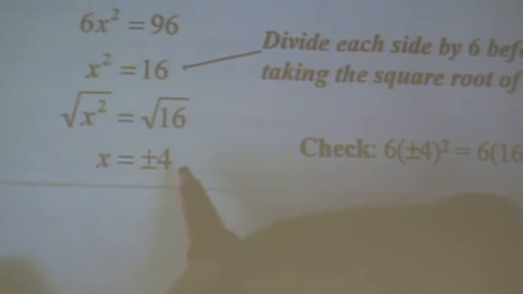So what do you do when they get a little bit more difficult, like this one? You always want to get your x squared by itself. So first, get rid of this 6, divide by 6. You're going to divide each side by 6, okay? And 96 divided by 6 is 16. Then you're going to take the square root of both sides, and you get plus or minus 4. Now check that. If you took a 4 and plugged it in here, 4 squared is 16, 16 times 6 is 96, and -4 squared is 16, 16 times 6 is 96. They both work.